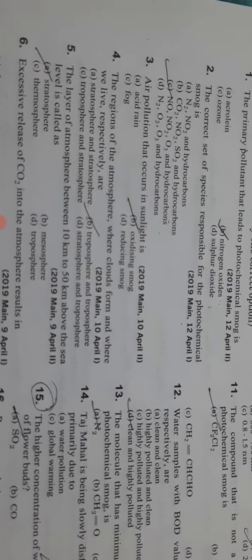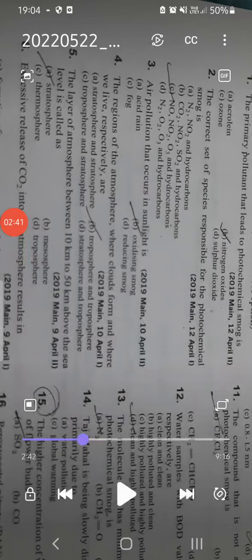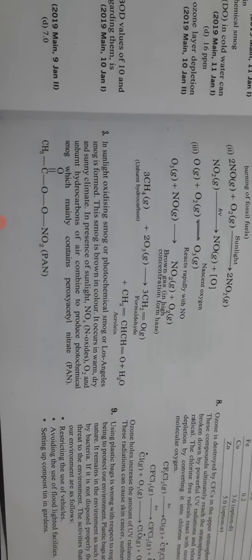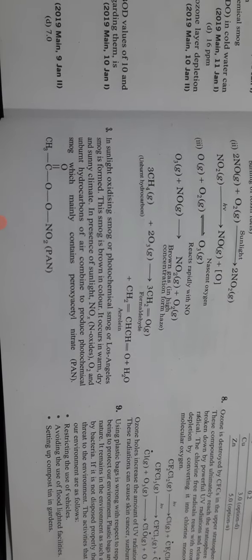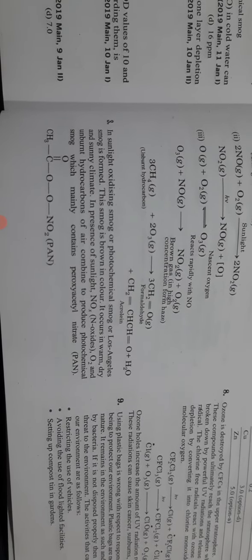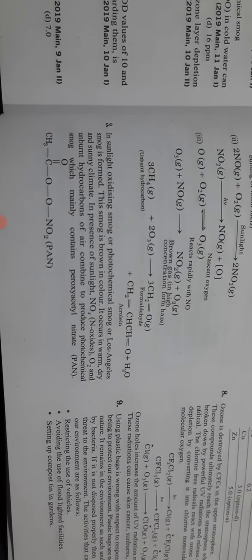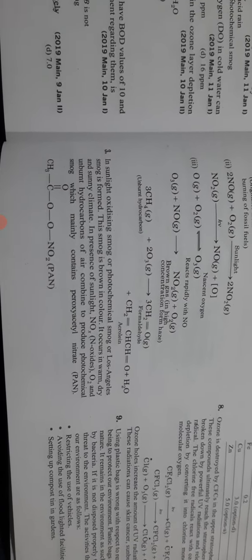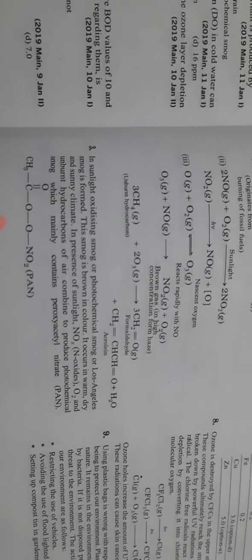Now our next question is, air pollution that occurs in sunlight is oxidizing smog or reducing smog. It is oxidizing smog. In sunlight, oxidizing smog or photochemical smog or Los Angeles smog is formed. The smog is brown in color. It occurs in warm, dry, and sunny climate. In presence of sunlight, nitrogen oxides, oxygen, and unburnt hydrocarbons of air combine to produce the photochemical smog, which mainly contains peroxyacetyl nitrate (PAN). We saw this all in our previous video. You can just go to the previous video and check it. All the explanation is given.